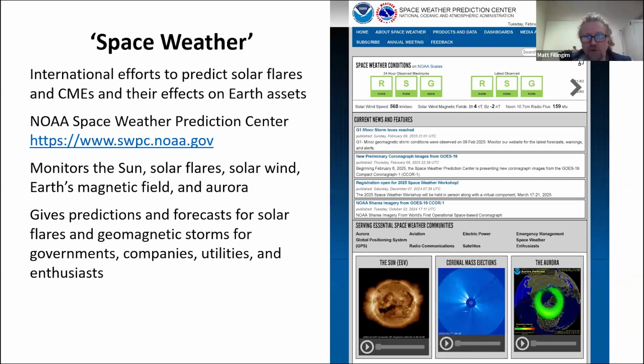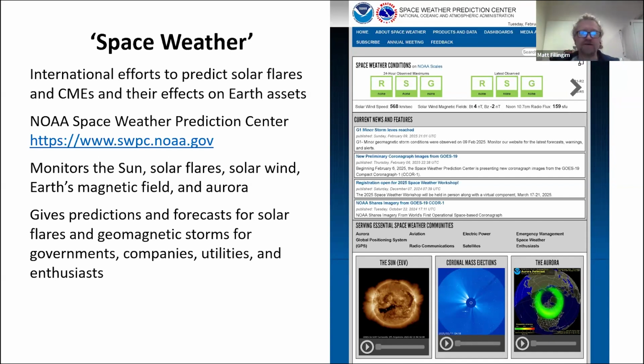So we want to know when these things are going to happen, and so there are international efforts that have gone on for several decades to predict these solar flares and coronal mass ejections and their effects on Earth and Earth assets. This falls under the umbrella of what we call space weather. What are the effects of the solar activity, things on the sun? How does that and CMEs, how does that stuff affect the Earth?